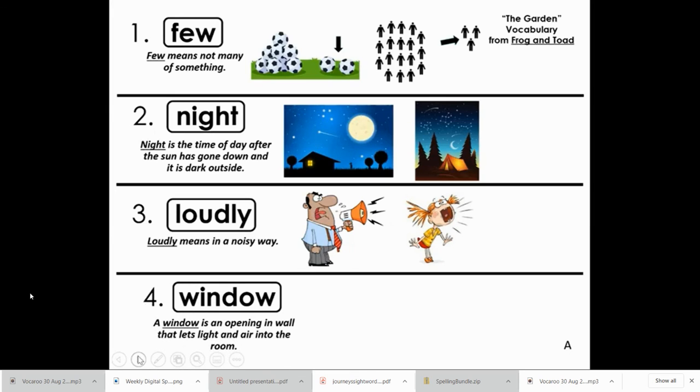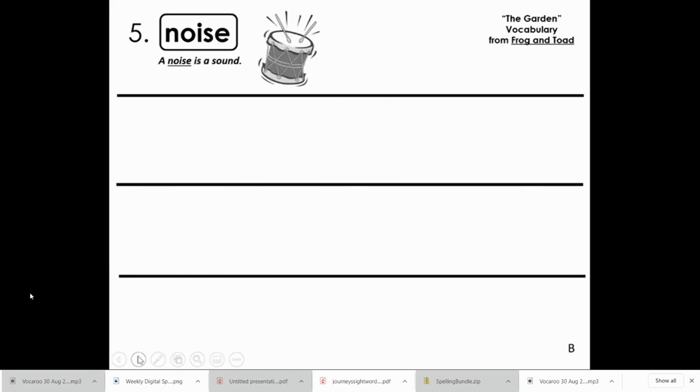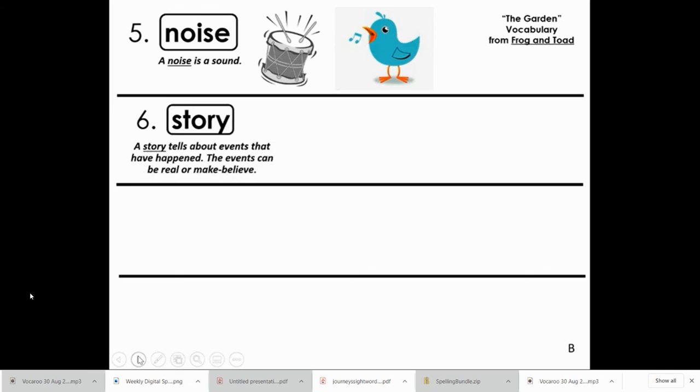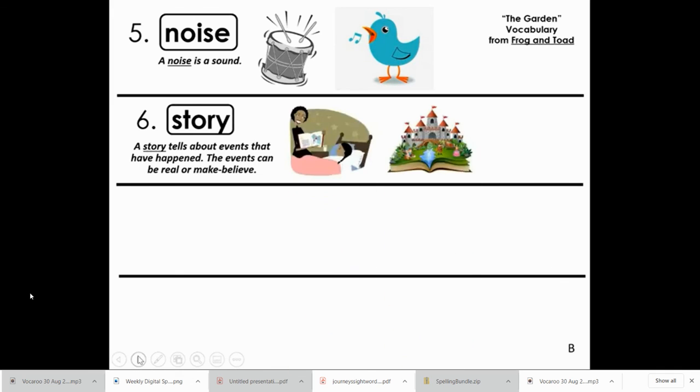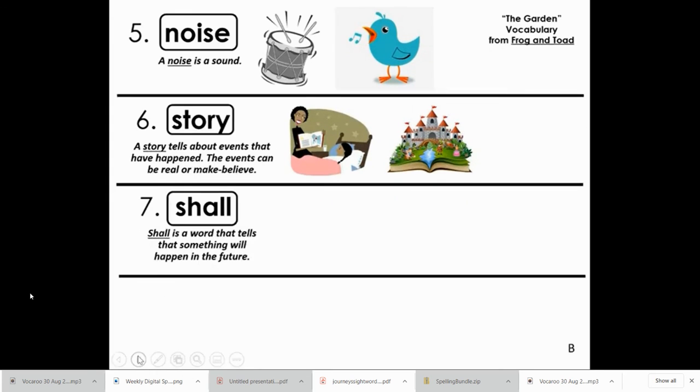Number 4, window. A window is an opening in a wall that lets light and air into the room. Window. Number 5, noise. A noise is a sound. Number 6, story. A story tells about events that have happened. The events can be real or make-believe. Story. 7 is shall. Shall is a word that tells that something will happen in the future.